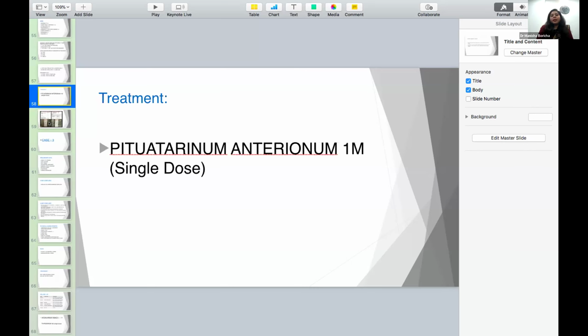So for the treatment, again I go with a constitutional remedy, on the basis of the repertorial totality, the similimum. It is Pituitarinum anterium 1M, single dose. Next one. So the result is here.